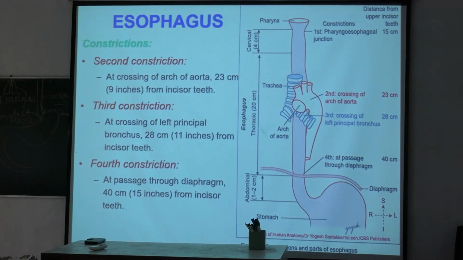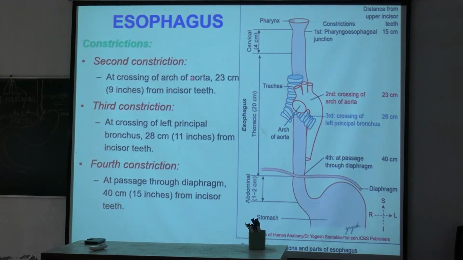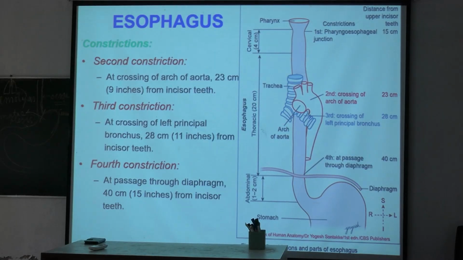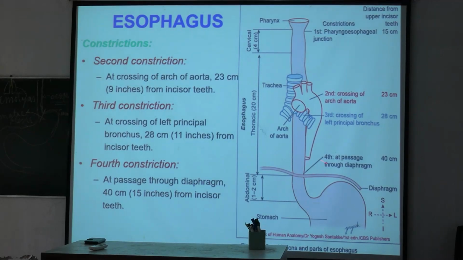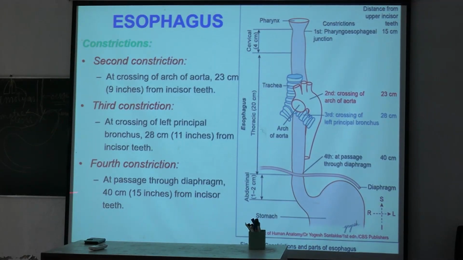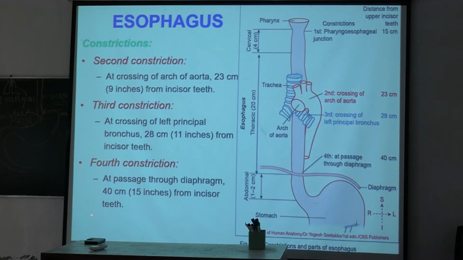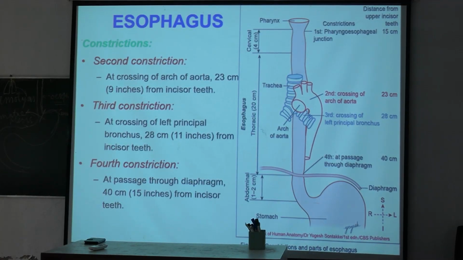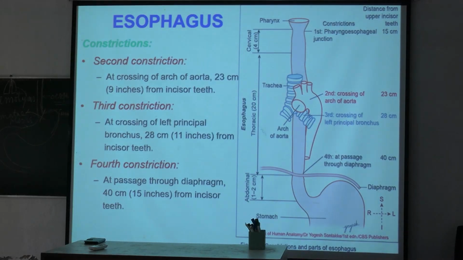The second constriction is at the crossing of the arch of the aorta, 23 centimeters or 9 inches from the incisor teeth. The third constriction is at the crossing of the left principal bronchus, 28 centimeters or 11 inches from the incisor teeth. And the fourth constriction is at the passage through the diaphragm, about 40 centimeters or 15 inches from the incisor teeth. So these are the four constrictions of the esophagus. You must prepare constrictions as a short note.